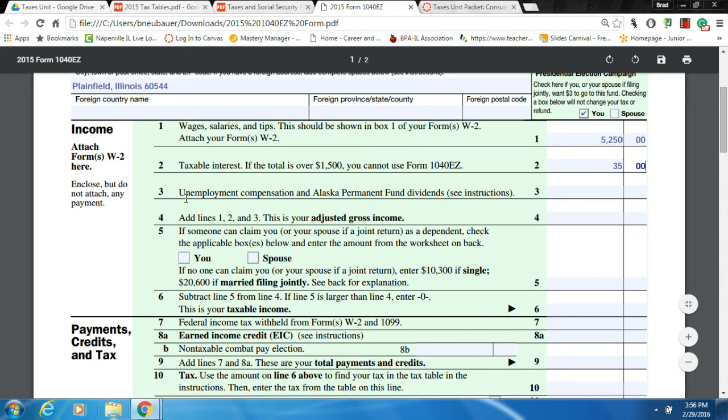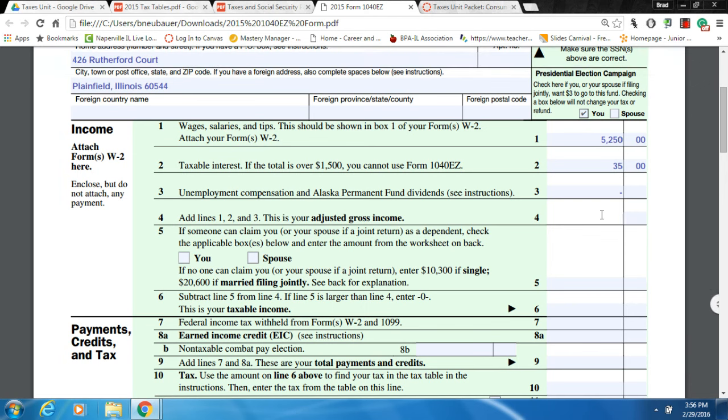Joseph K. Red does not live in Alaska. He does not have any unemployment compensation. So you can leave this line blank if you'd like. I usually just put a dash in just because I think it looks a little bit cleaner.